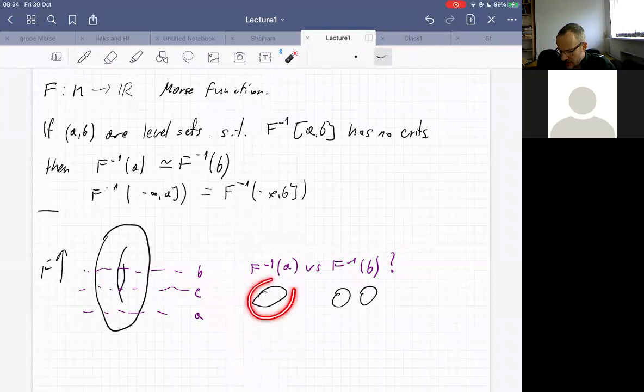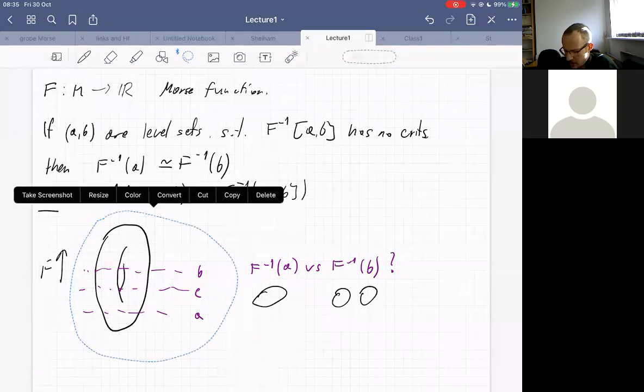Here is f inverse of A, here's f inverse of B with two circles. How do these two circles arise from one circle? You see the level sets I drew here are like up to, say, homotopy, but there is another, more precise picture. So let me draw a more precise picture.